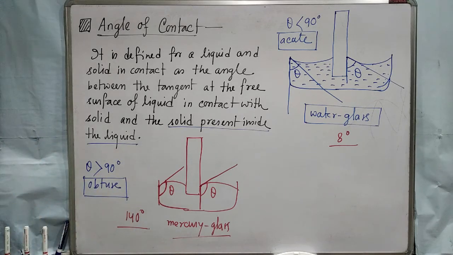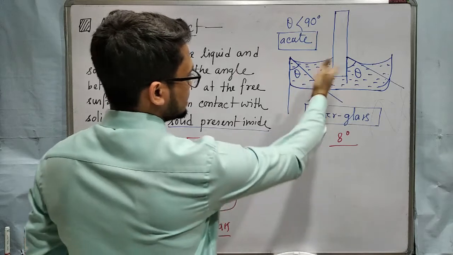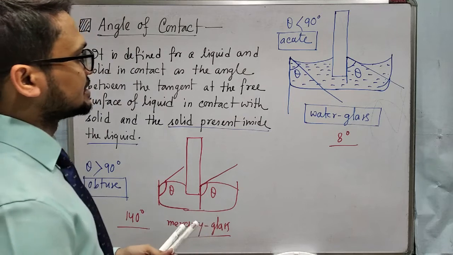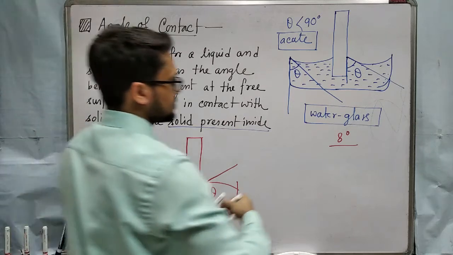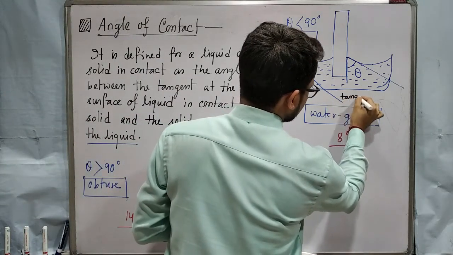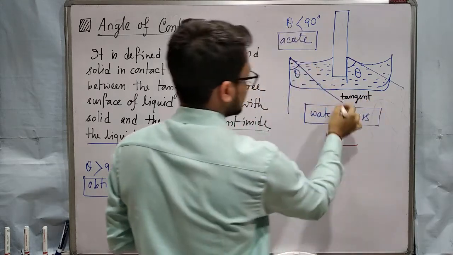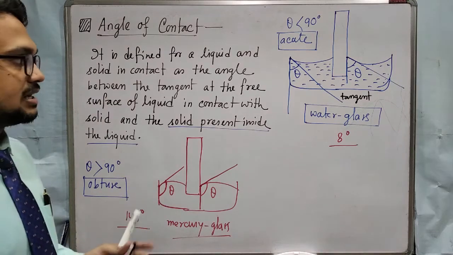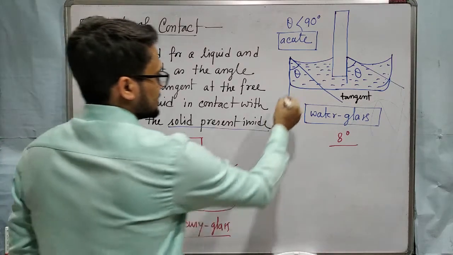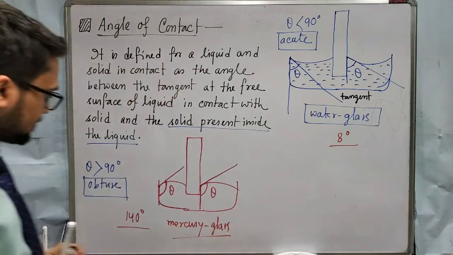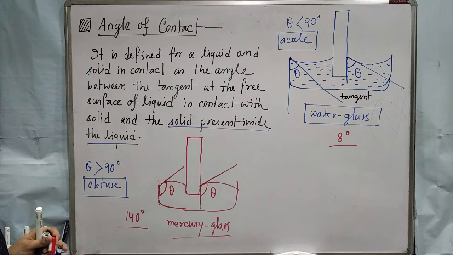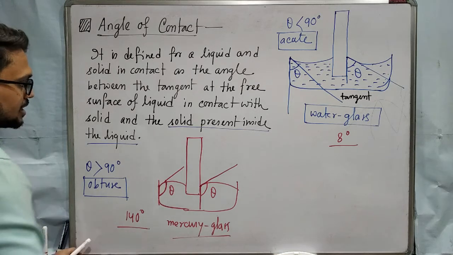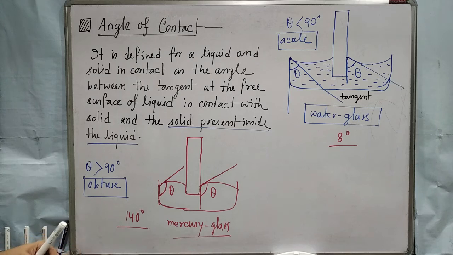So if you are asked to draw the angle of contact for water glass, you will draw in this way. Here you can write that this is the angle, this is the tangent. You can mention this tangent at the free surface of liquid which is in contact with solid, and this is the solid inside the liquid. Clear? So these are two diagrams.